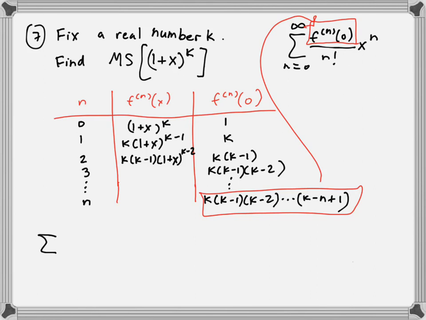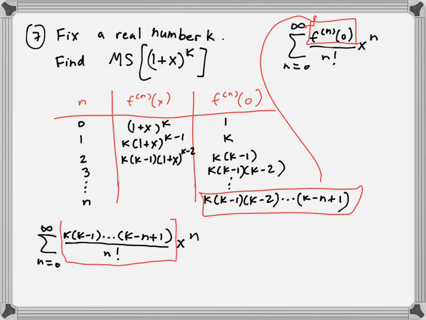Our answer is k times (k minus 1), all the way to (k minus n plus 1), divided by n factorial, times x to the n. Now, there is a nice way to write this. This is such a famous series in math that mathematicians came up with a nice notation for this term right here.